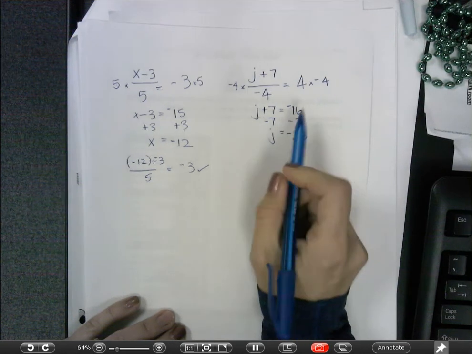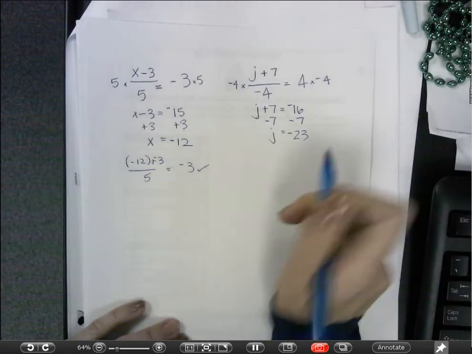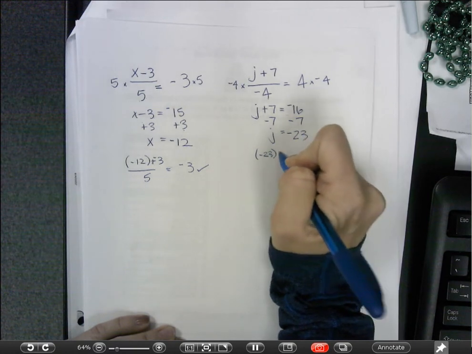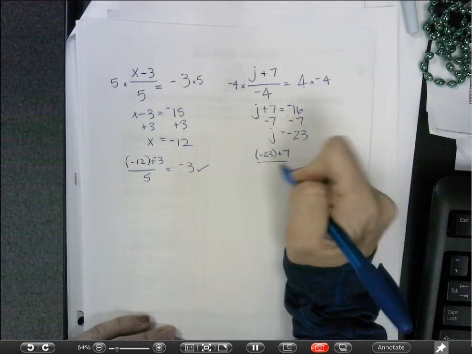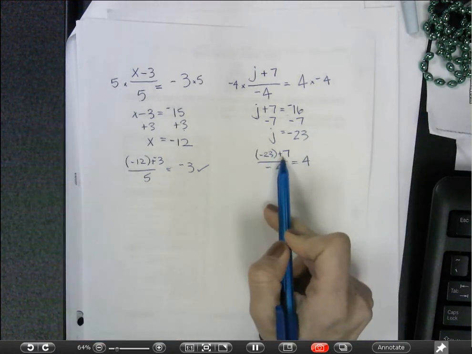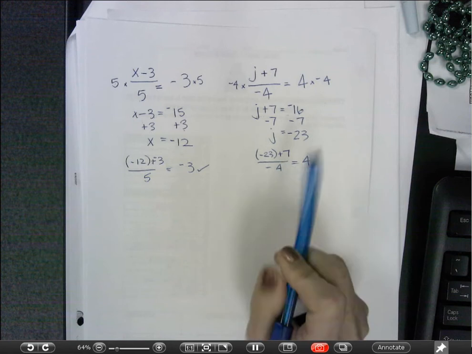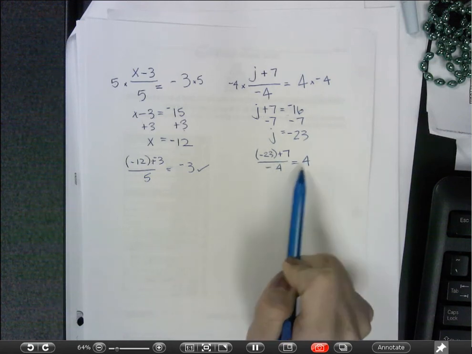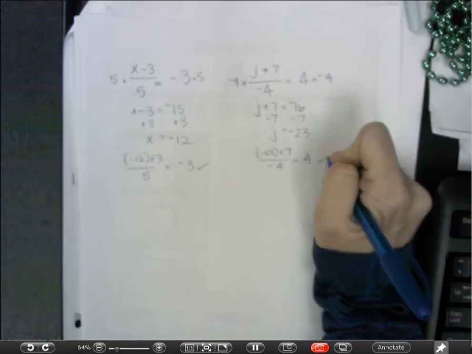So now let's go ahead and substitute that back in. So I have negative 23 plus 7 over negative 4 equals 4. Negative 23 plus 7 is negative 16. Negative 16 divided by negative 4 is positive 4, so that checks.